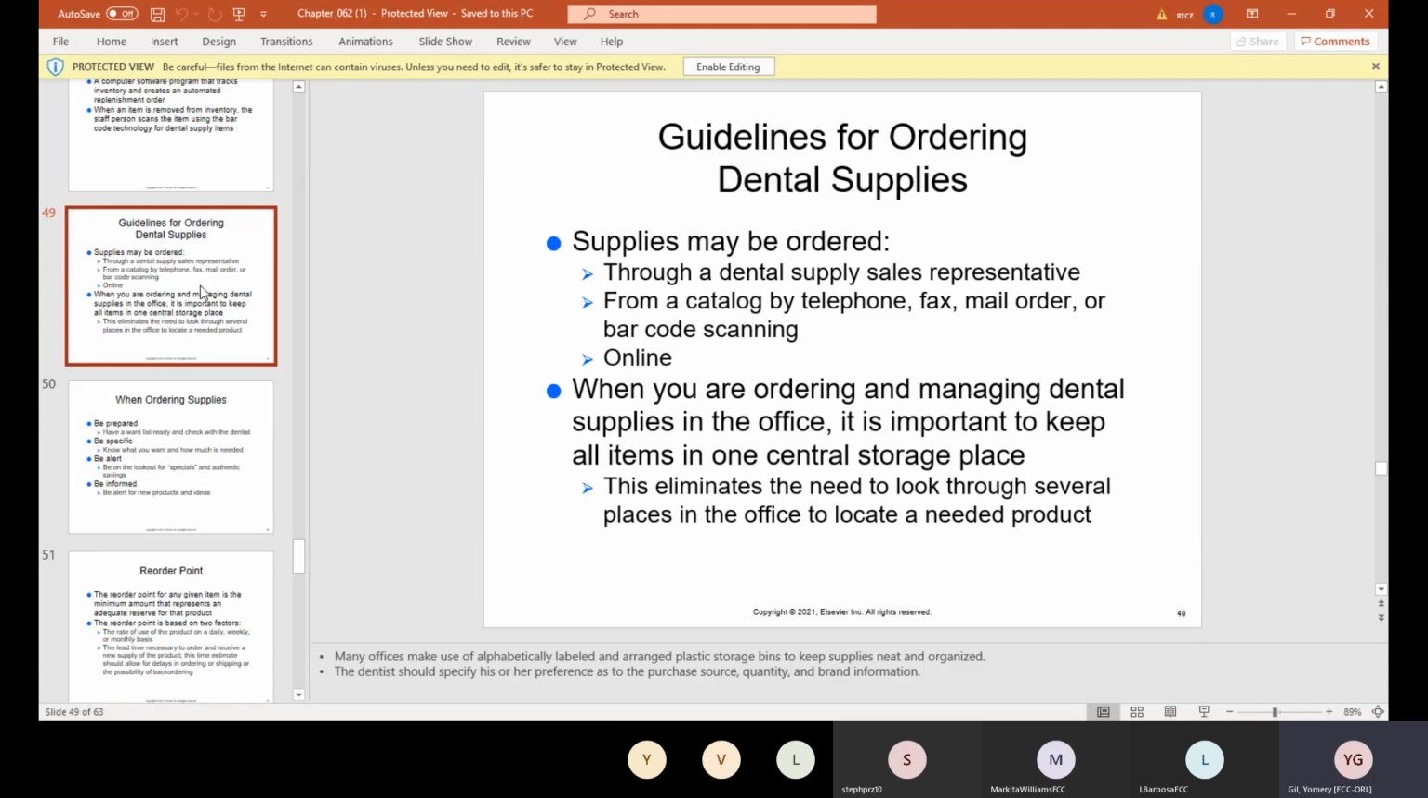It is important to keep items in one central storage place. This eliminates the need to look through several places in the office to locate a needed product. Usually you will have some type of lab or a supply closet, and everything that you'll need will always be in there. So you don't have to look in this room and the other room and here and there. You'll know exactly what you have and exactly what you need.